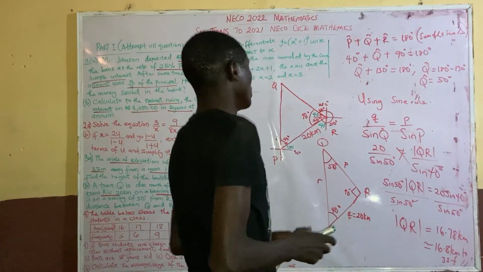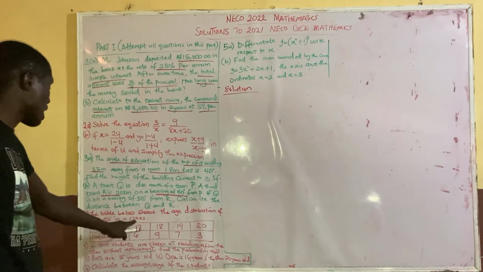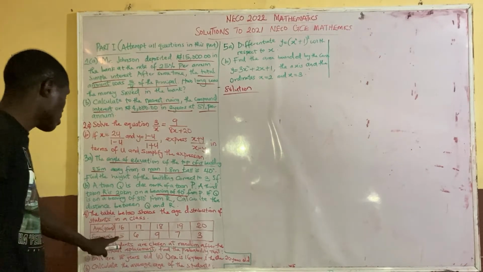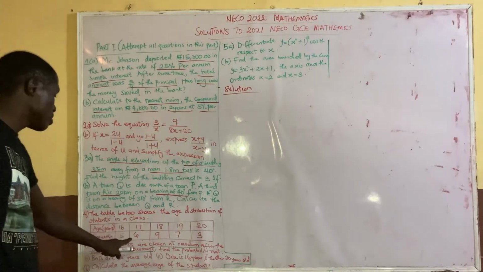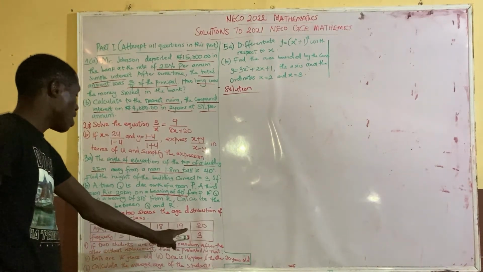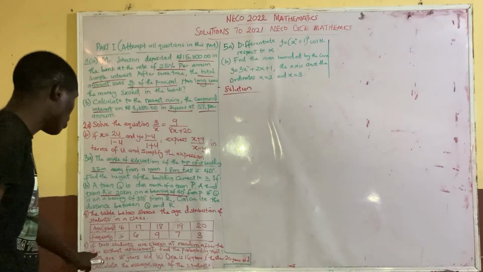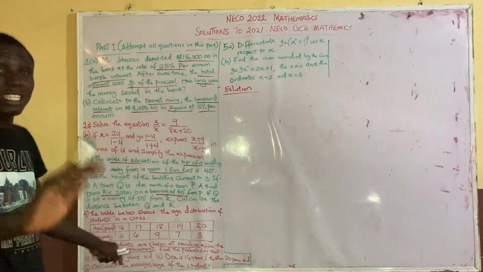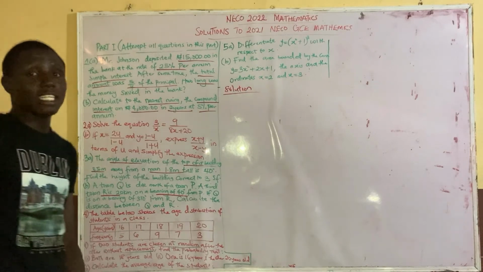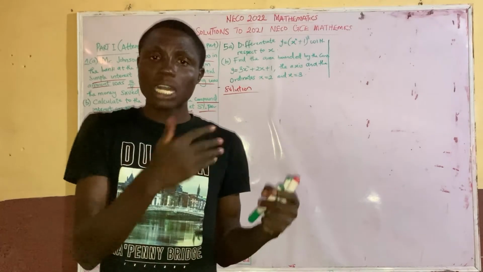So that's that. Question number 4. The table shows the age distribution of students in a class. You can see the age of 16 is 5 students, age of 17 is 6, age of 18 is 9, age of 19 is 7, and age of 20 is 3. If two students are chosen at random one after the other without replacement, calculate the probability that both are 18 years old.